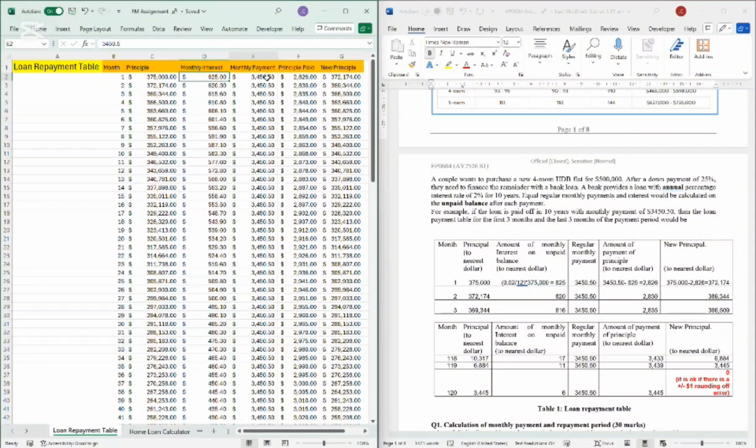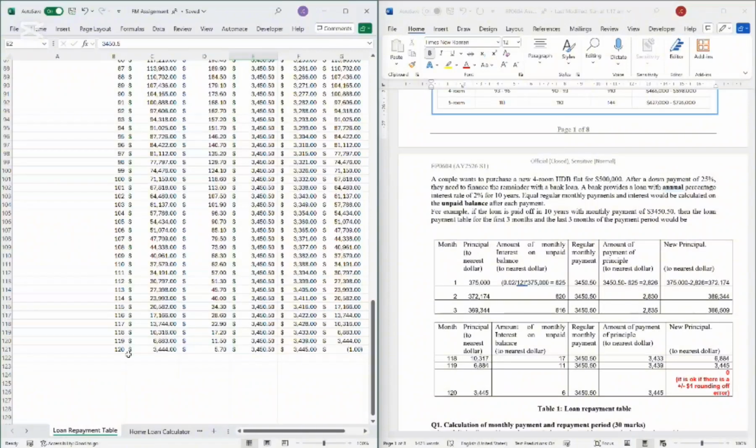For the monthly payment, it is fixed at $3,450.50. And I just typed it down and copied it all the way down to the month 120.